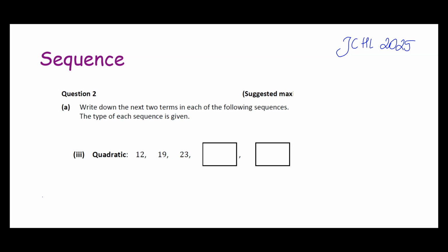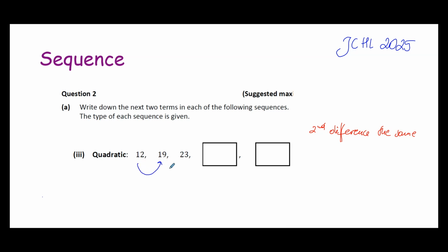And we have one more sequence to look at. So again, write down the next two terms in each of the following sequences. And here we have a quadratic. What's the idea of a quadratic sequence? It is that the second difference is the same. Now, that idea of a quadratic sequence kind of goes away with Junior Cert, but not to the end. We do still have, now and then in our Leaving Cert, a quadratic sequence in our higher level Leaving Cert. So what does that mean, second difference the same?